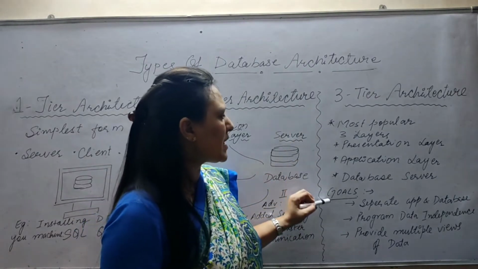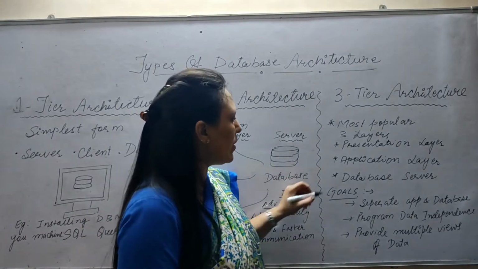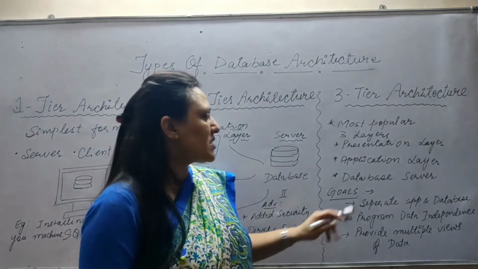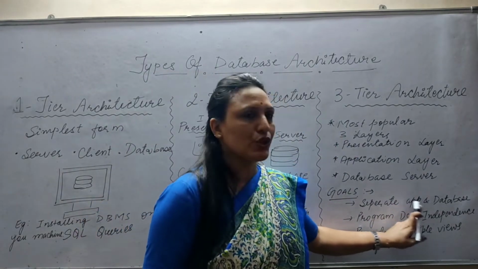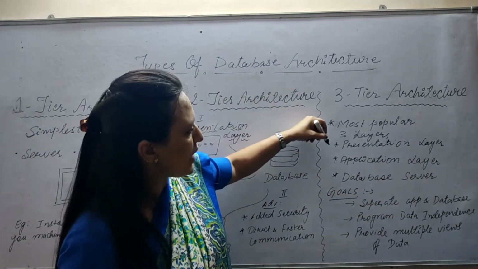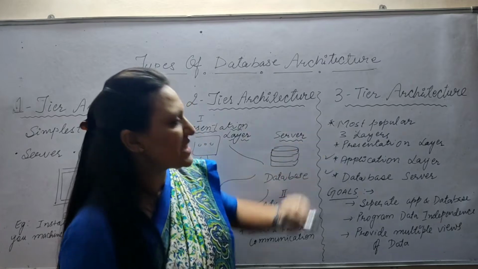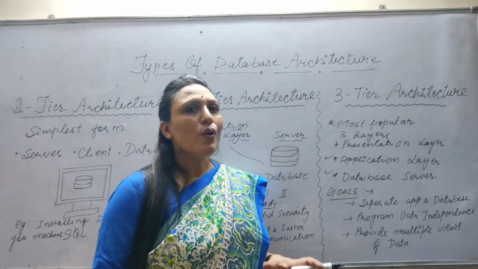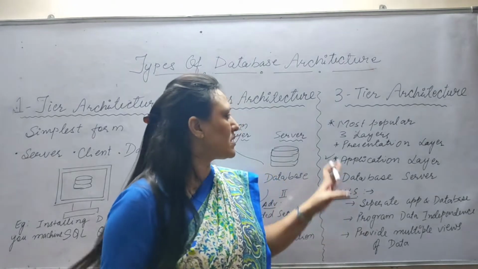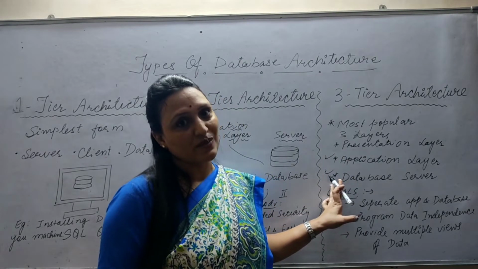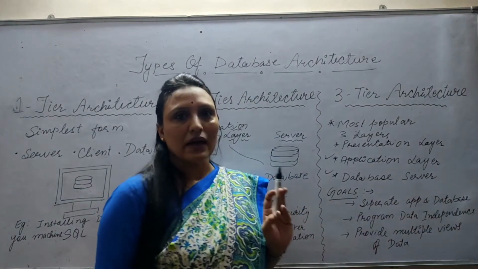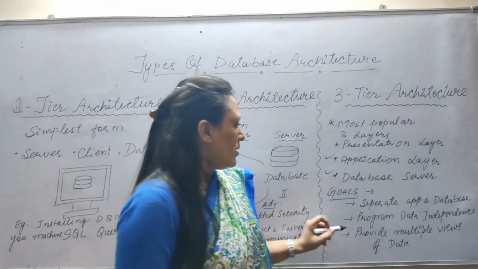So the basic advantage or goal of using a three-tier architecture is that it separates the application and database layers. It makes these two layers completely separate. So the database is intact now. Nobody is directly allowed to access the database. So it is intact in nature. It separates the database application and the database store.